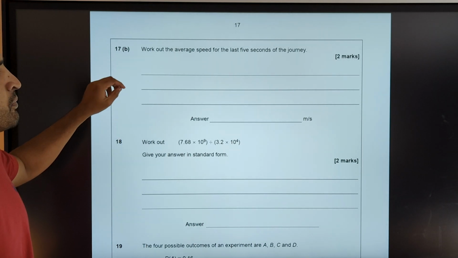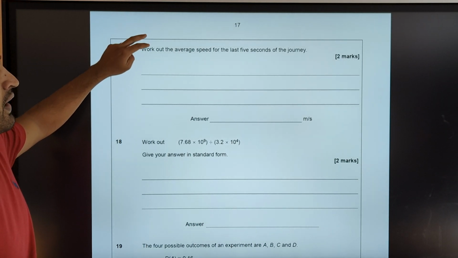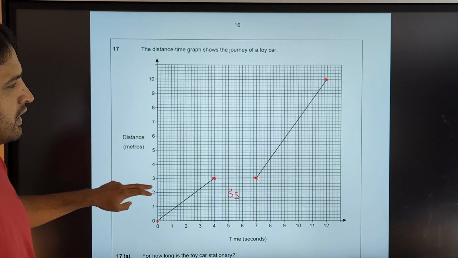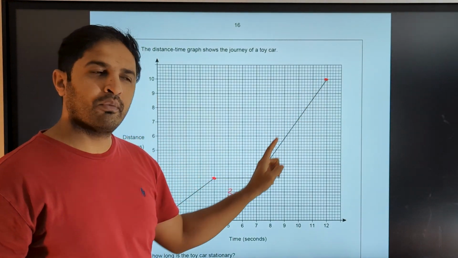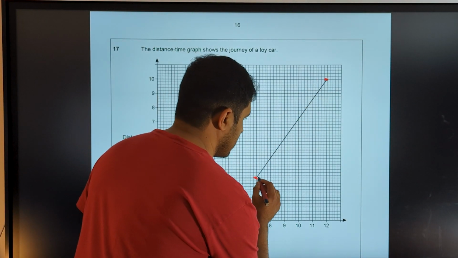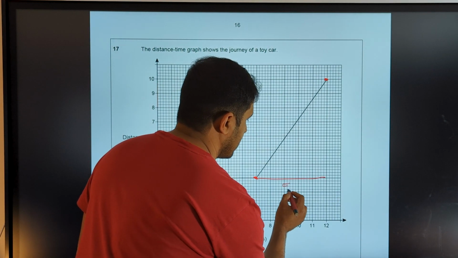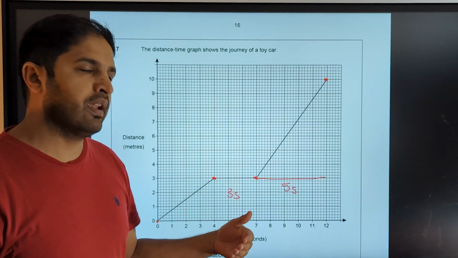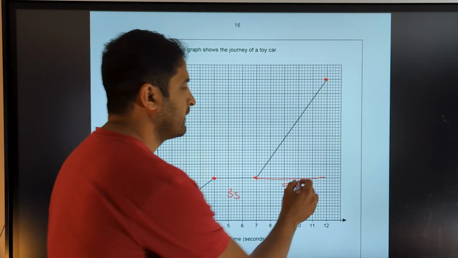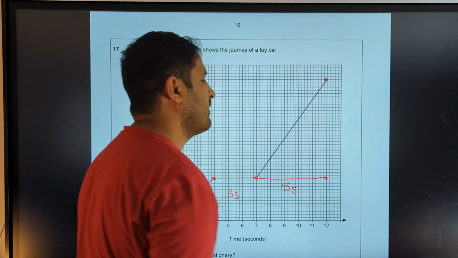Work out the average speed of the last 5 seconds of the car journey. Okay, so we need to work out the average speed of the last 5 seconds. So we're looking at there. That was 5 seconds. How long did it take? So 5 seconds. And in that 5 seconds, how far did we travel?